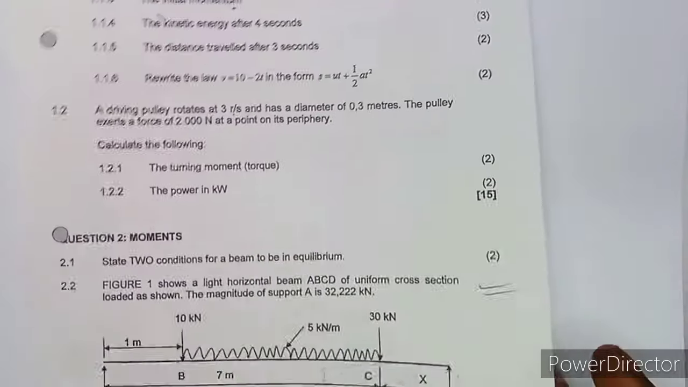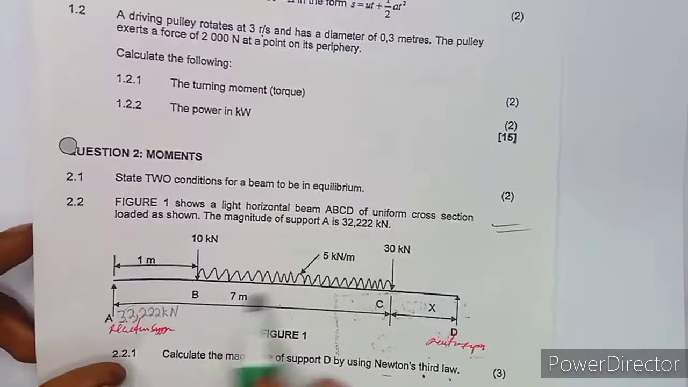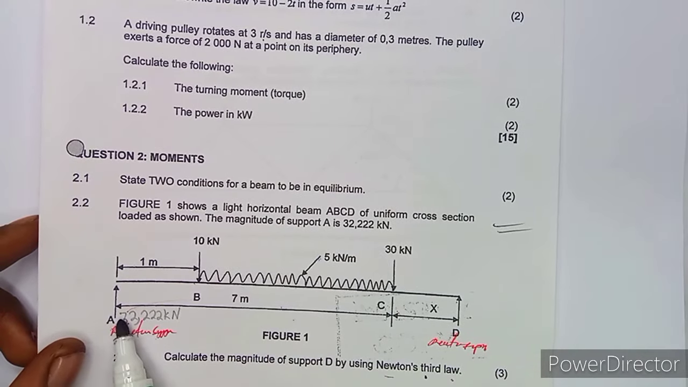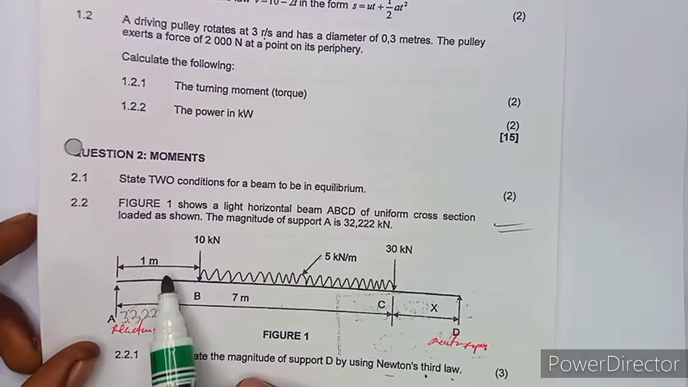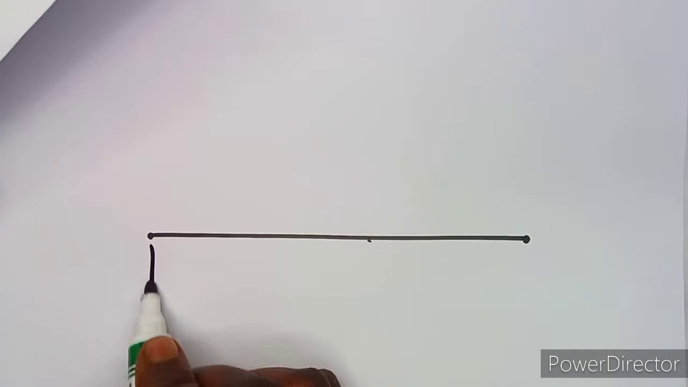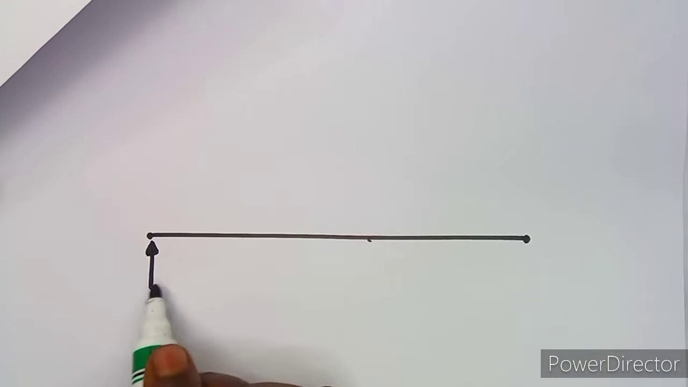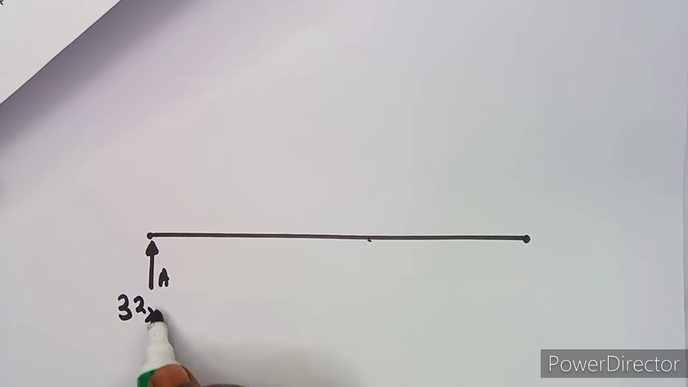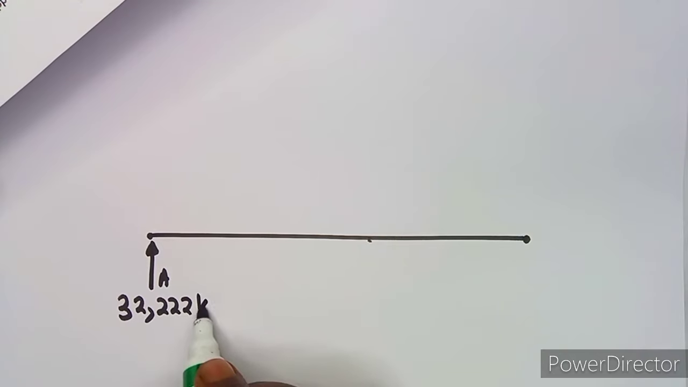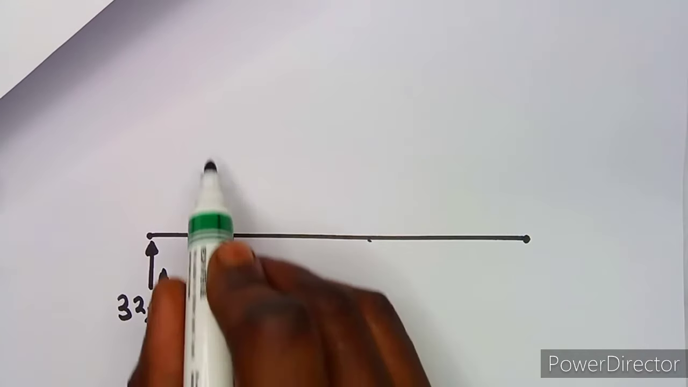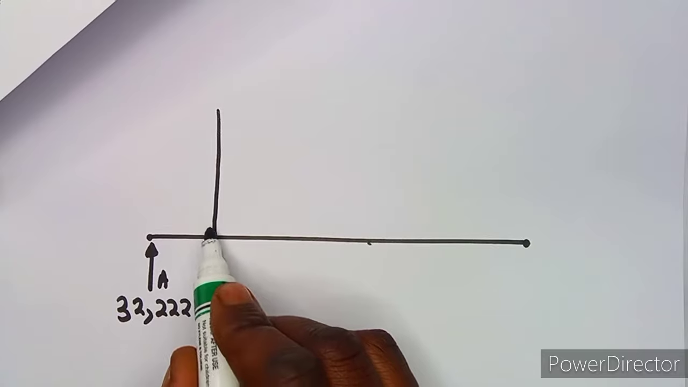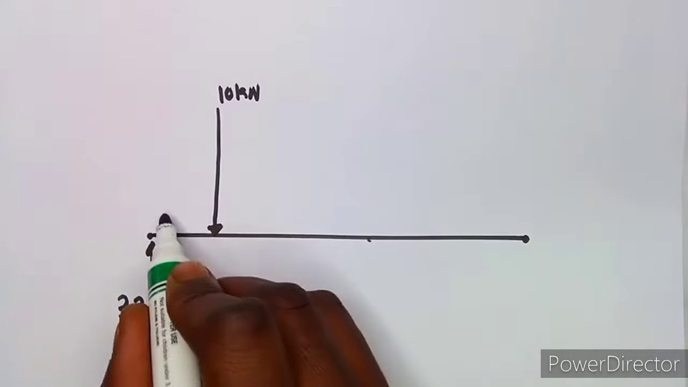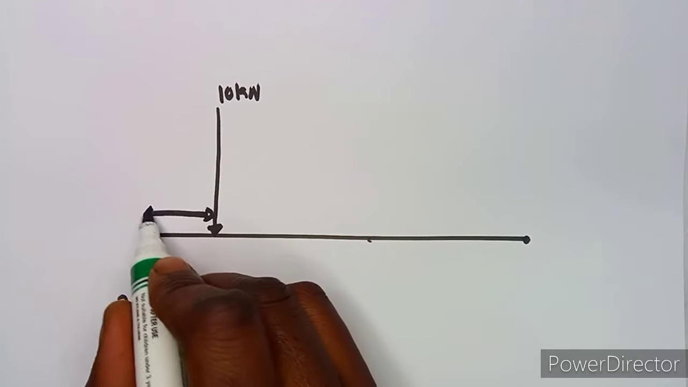So this one, I've got a support. The major part here is the distributed load, but everything is fine. The support here at A is 32,22 kilonewtons, and we've got 1 meter. Then there is a force there of 10 kilonewtons if we cross-check. So you've got 1 meter there.